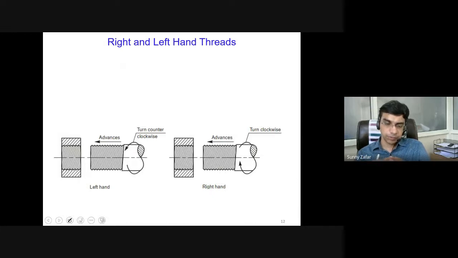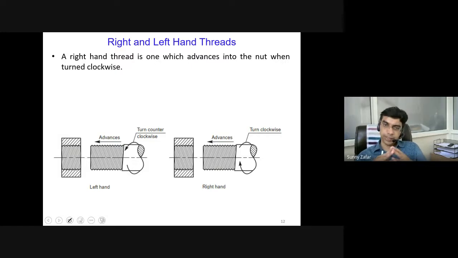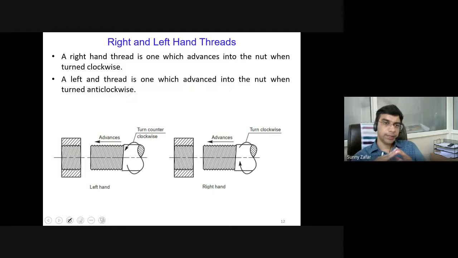Next, we come to the next variety of threads, in which we have the left hand threads and the right hand threads. Of course, we can understand that when the threads are oriented in such a way that upon turning it clockwise, the nut advances along the thread, it becomes a right hand thread. And in a left hand thread, the nut advances when it is turned anti-clockwise.